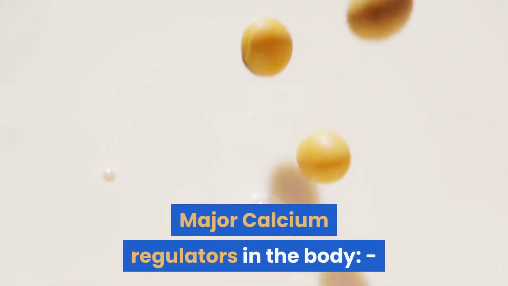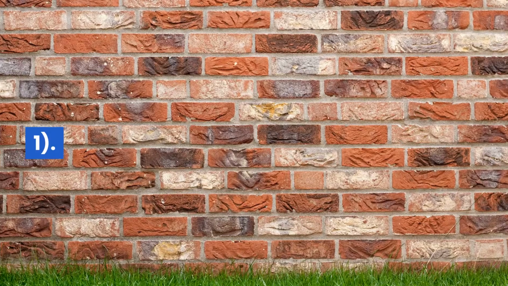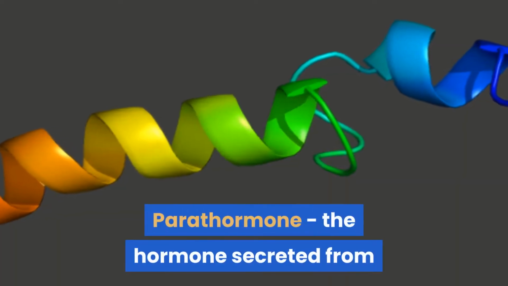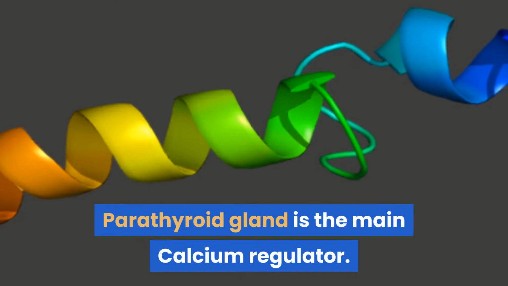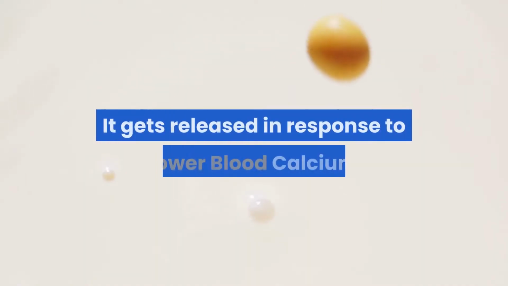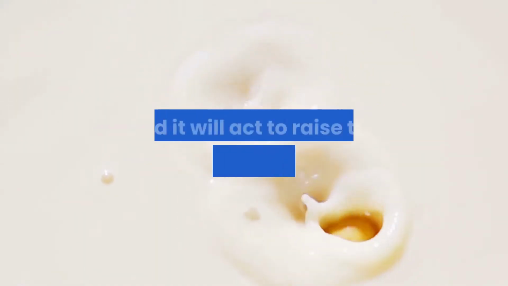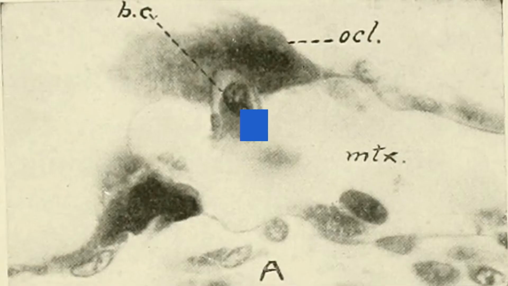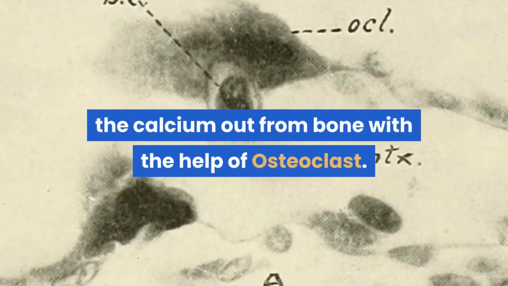Major calcium regulators in the body. 1. Parathormone, the hormone secreted from parathyroid gland, is the main calcium regulator. It gets released in response to lower blood calcium, and it will act to raise the calcium in blood by taking the calcium out from bone with the help of osteoclast.